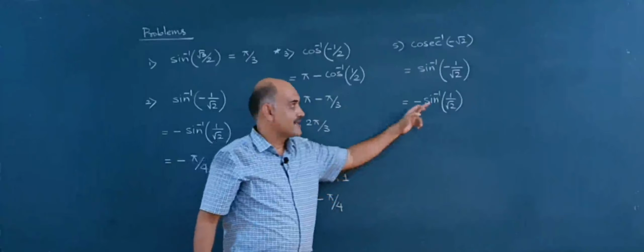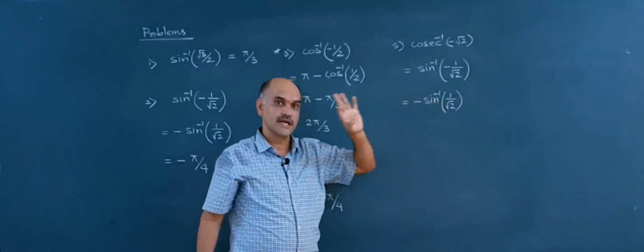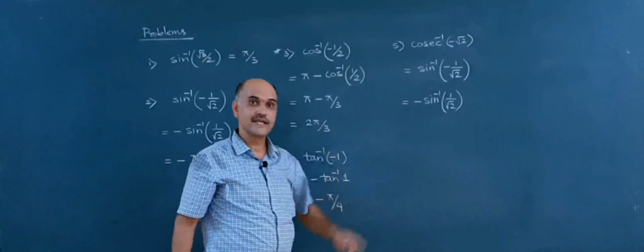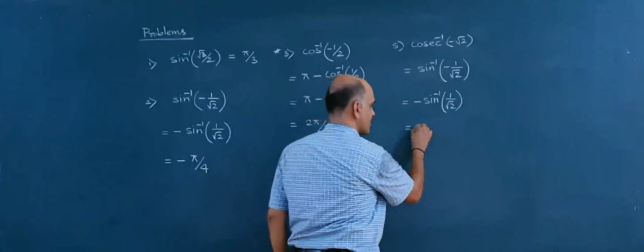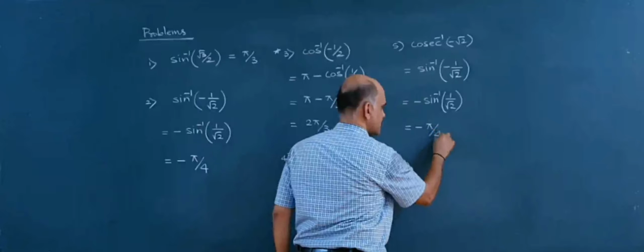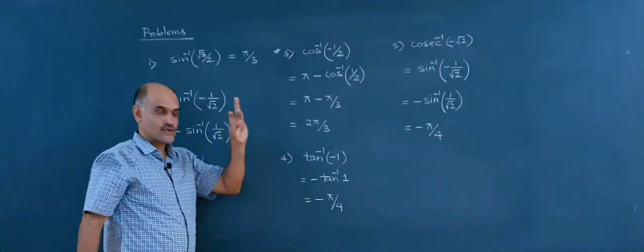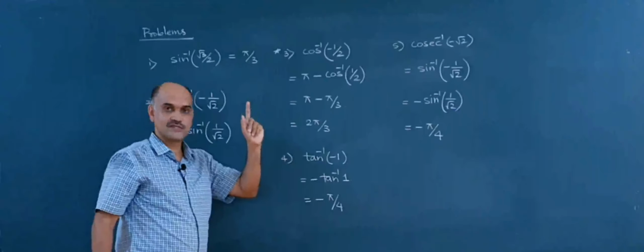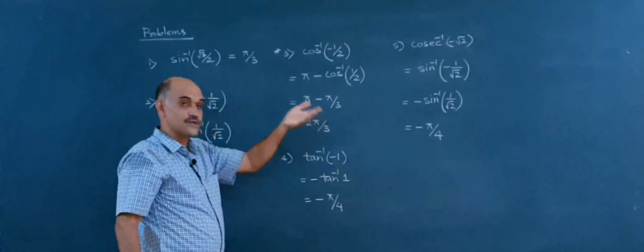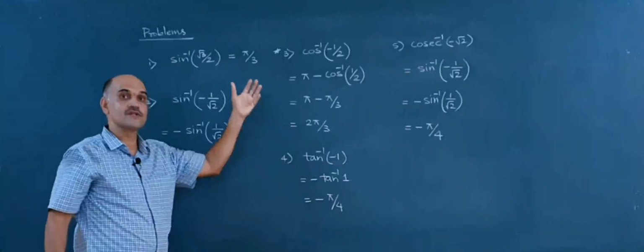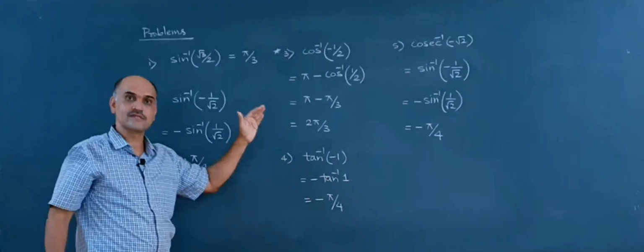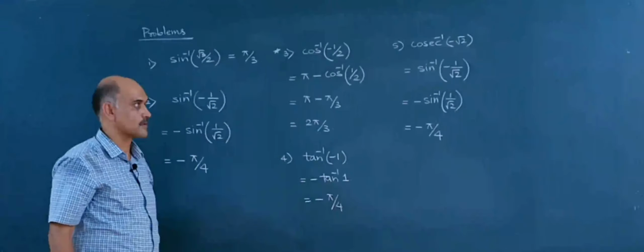When will the sine value be 1 by root 2? At 45 degree. In radian again it is pi by 4. So the answer is minus pi by 4. So if you are having cosec inverse, secant inverse, cot inverse, you convert it to sine inverse, cos inverse and tan inverse, and then you solve the problem.